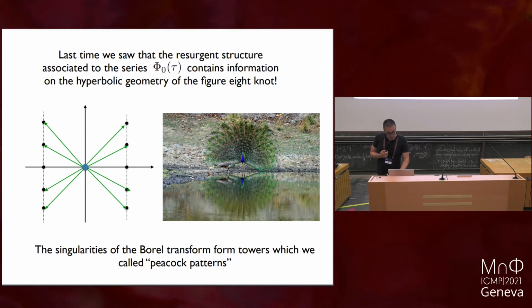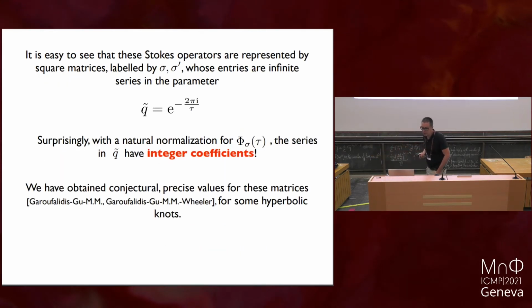So we actually calculated this series, these Stokes operators, and it turns out that it's very easy to see that they are square matrices labeled by sigma and sigma prime. This is just because these are operators relating one power series to the other, so there will be as many as pairs of sigma and sigma prime, and each entry on this matrix is going to be an infinite series in this parameter q twiddle, which is e to the minus 2 pi i over tau.